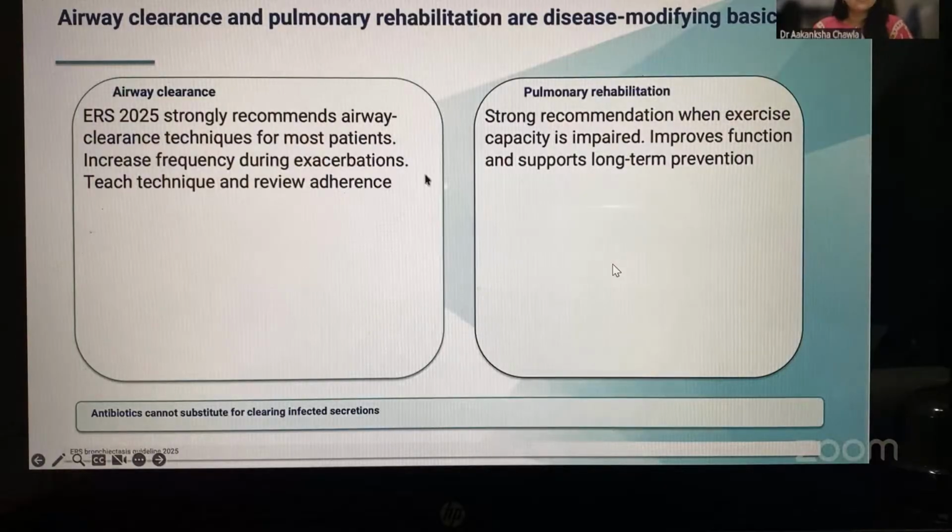So, I was talking about the airway clearance and pulmonary rehabilitation. Now, even ERS 2025 strongly recommends that airway clearance techniques should be taught to the patient. You have to keep reinforcing on every OPD visit about these, because these really help the patient in overall preventing not only the exacerbations and their severity, but also in the overall symptom reduction of the patient. So you must teach the technique and then always review for the adherence. Similarly, for pulmonary rehabilitation, it is strongly recommended, especially when the exercise capacity is impaired.